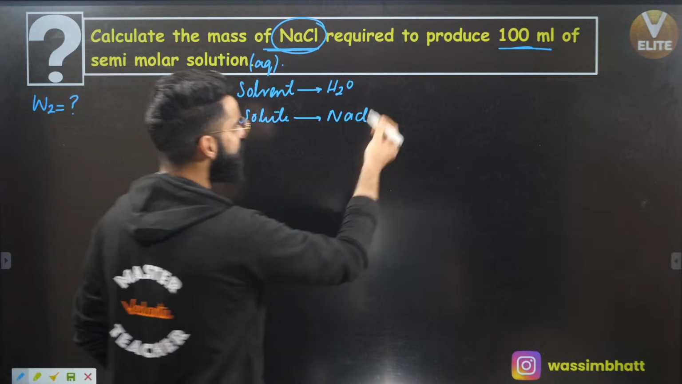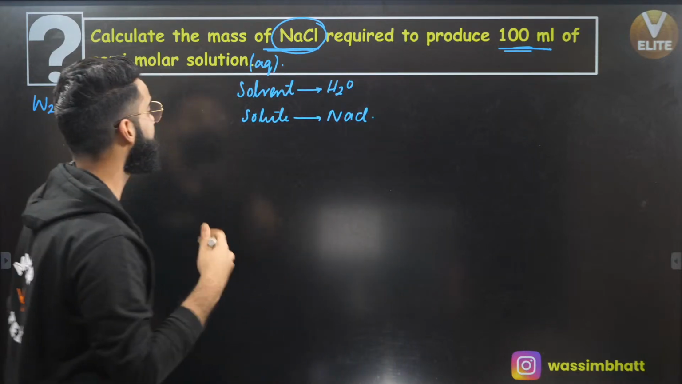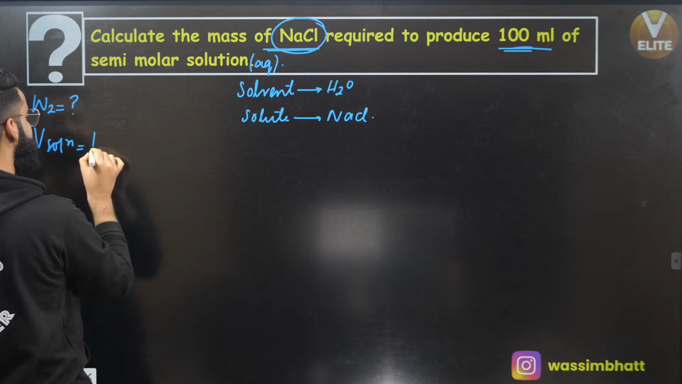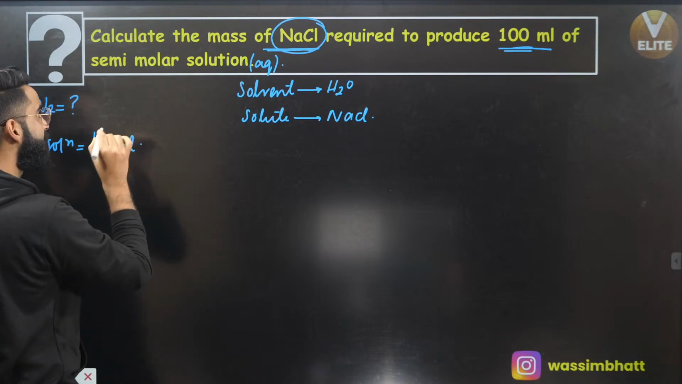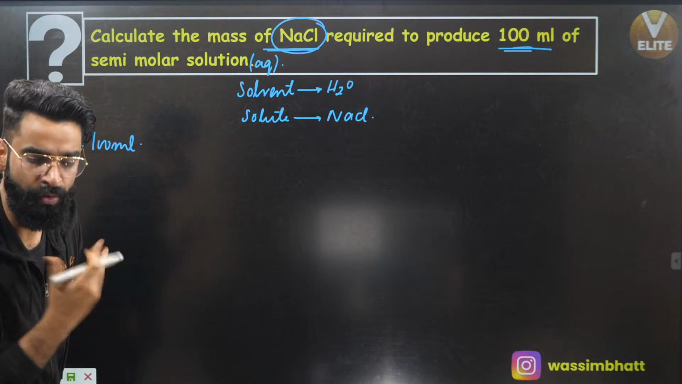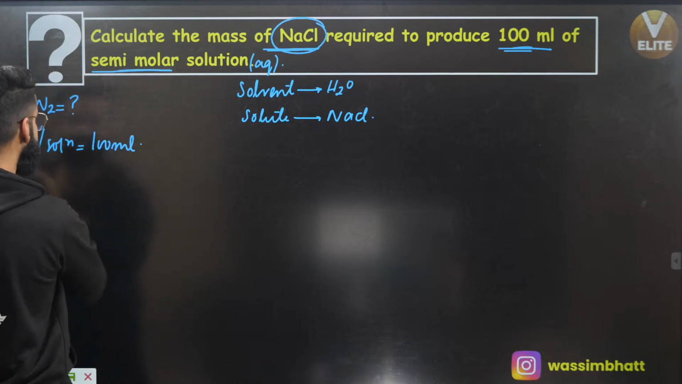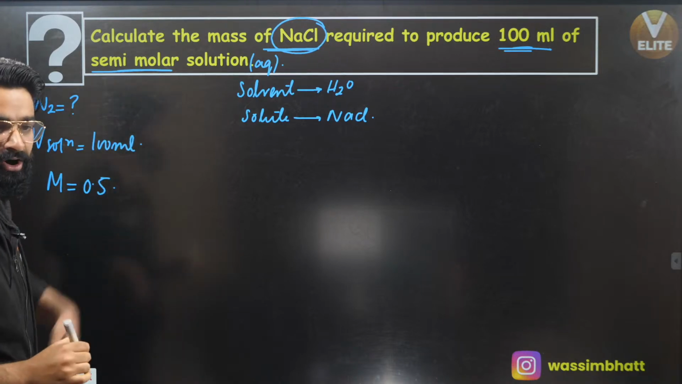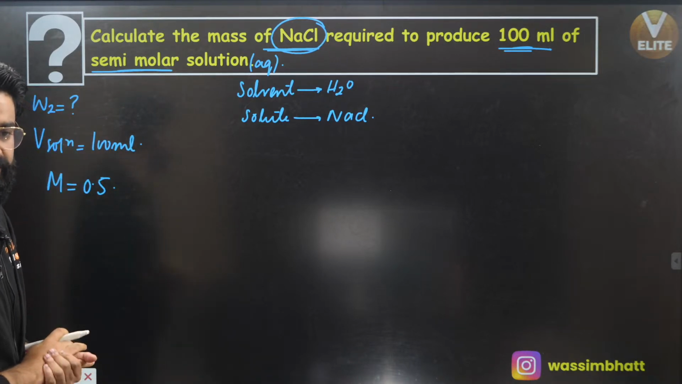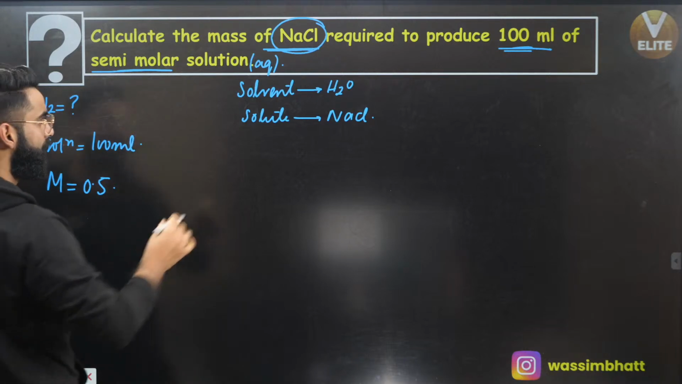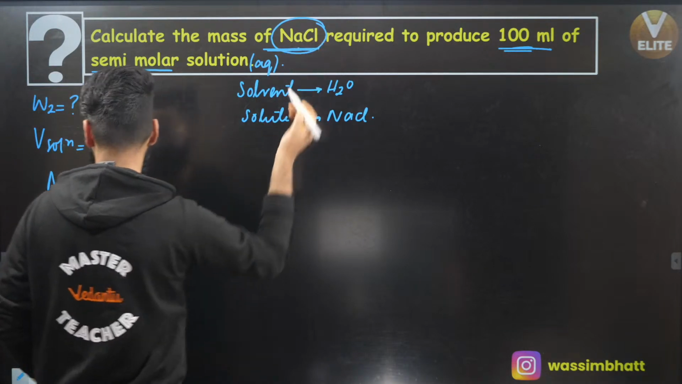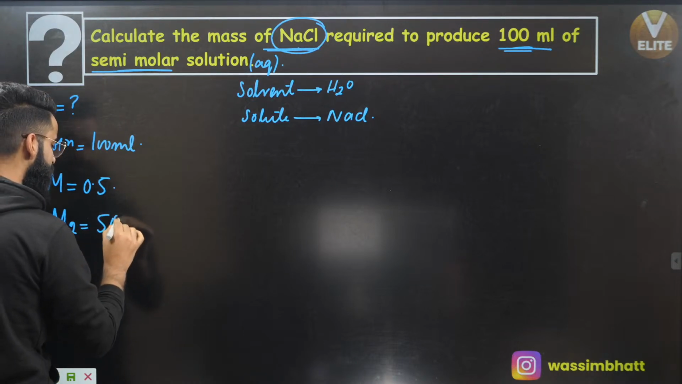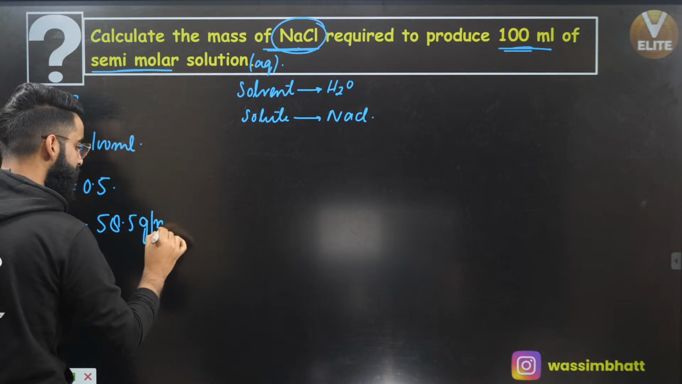Required to produce 100 ml of solution. Volume of solution is given to me, guys. It's given to me as 100 ml. And I'm given one more thing. I've got a semimolar solution, a solution whose molarity is 0.5. All these things are given to me. At the same time, I'm given the solute, that's NaCl. You all must know the molar mass of NaCl. You can calculate that: 58.5 grams per mole.